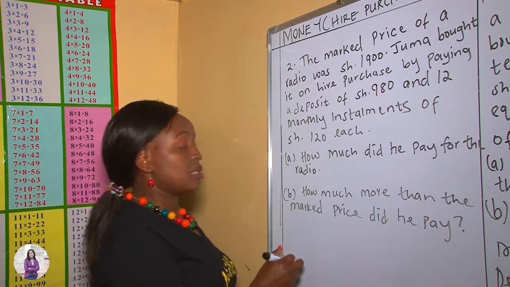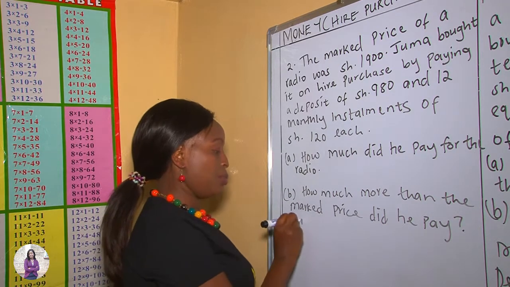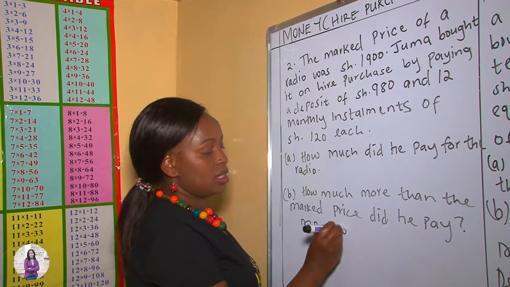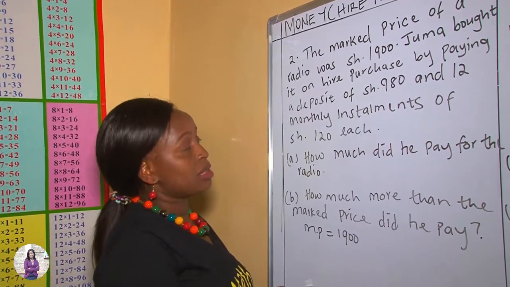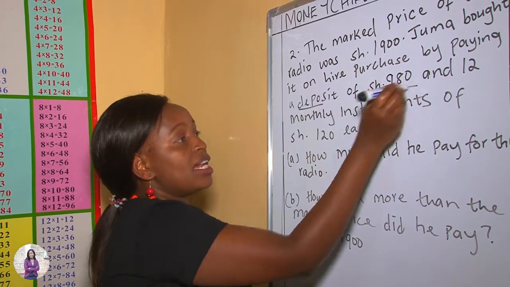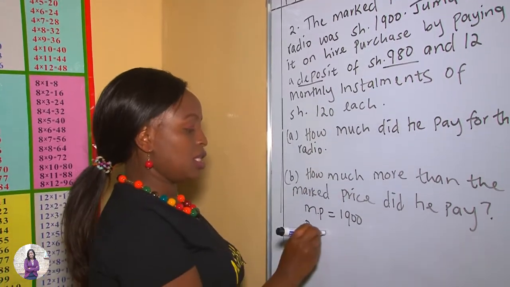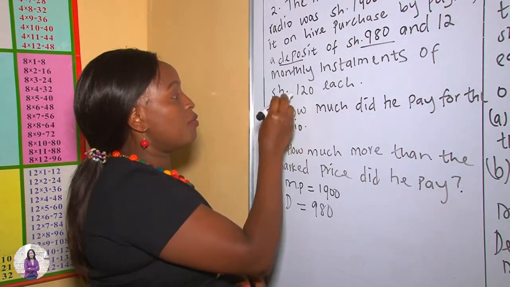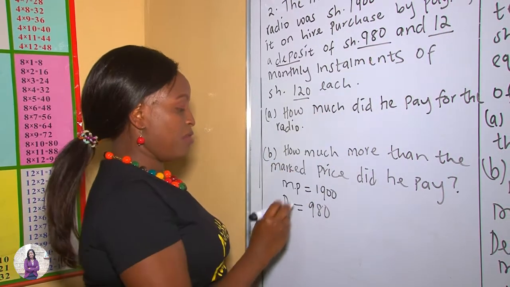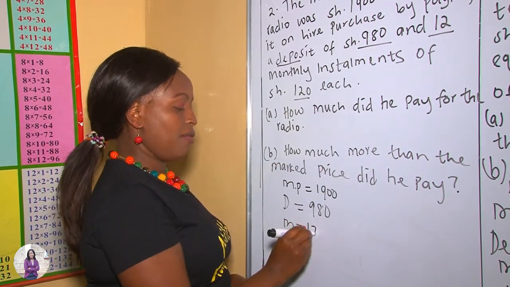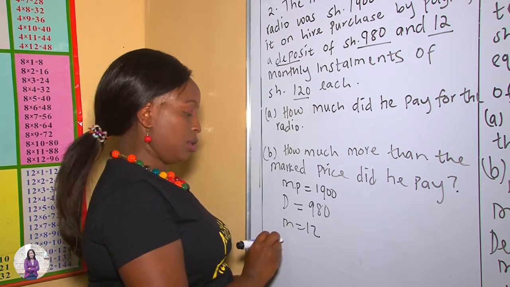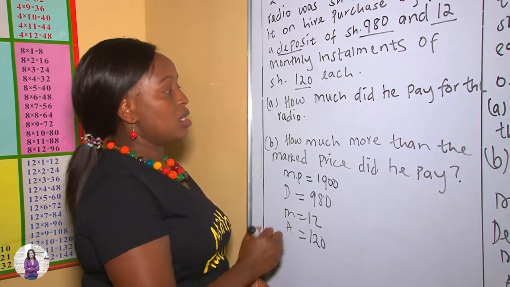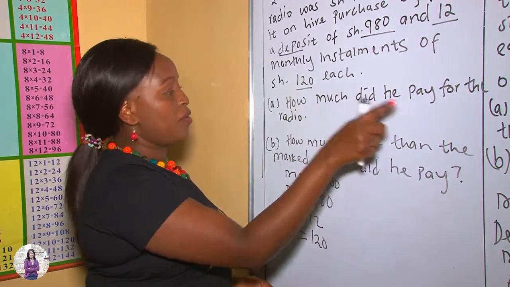So our marked price, remember we have said as you read, you analyze the question, our marked price is equal to 1,900. Juma bought it on hire purchase by paying a deposit of 980. So the deposit is 980 and 12 monthly installments of shillings 120 each. So the number of months is 12 and the amount per month is 120. So the first question, how much did he pay for the radio?